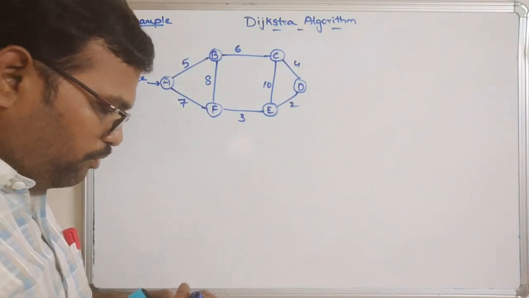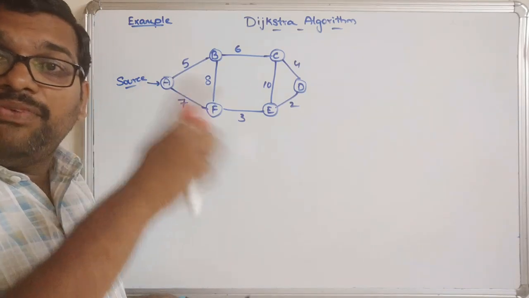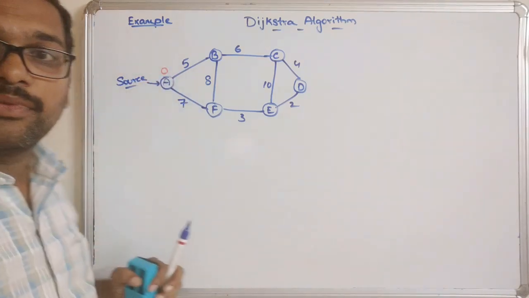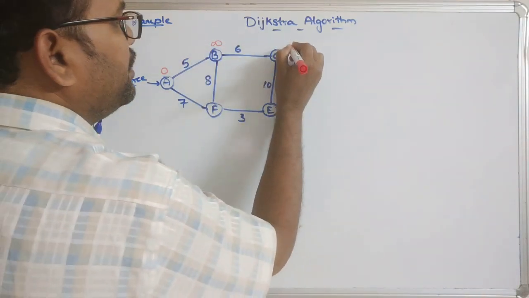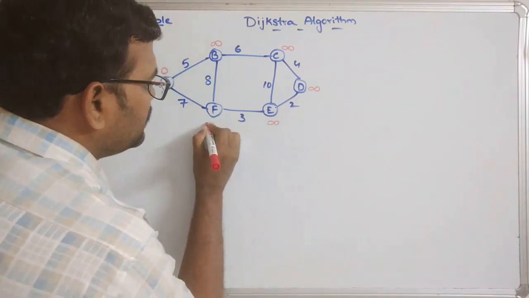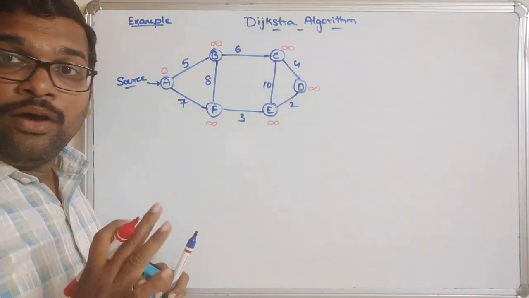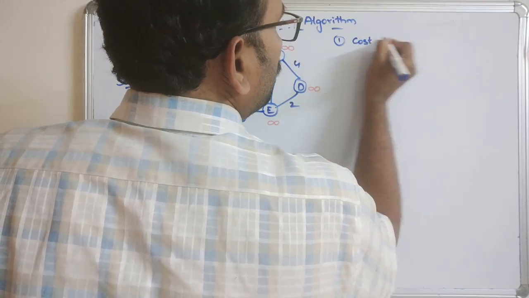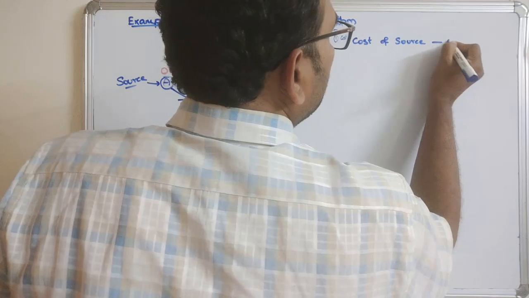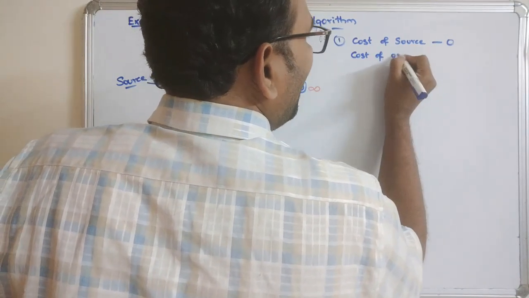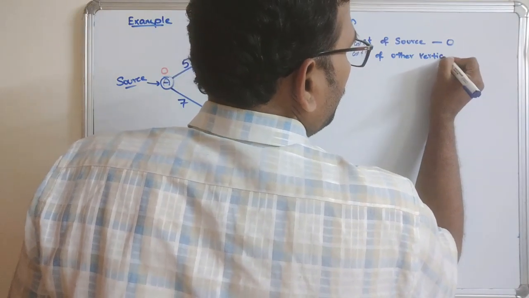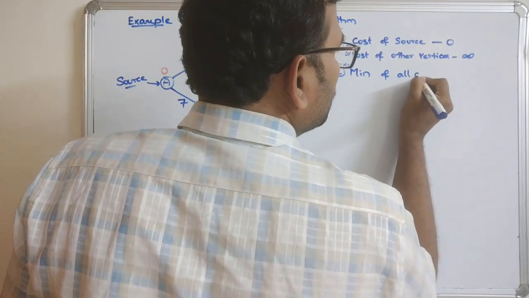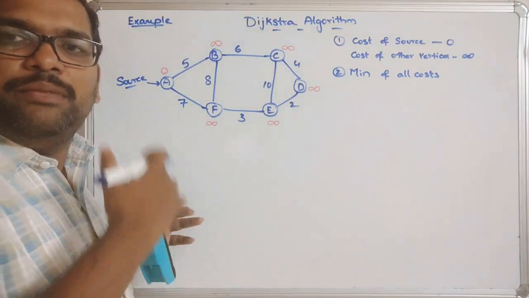So first, what we have to do is give the cost for every vertex. I'll update the cost for A as 0 and all other vertices with infinity. Now we have to find the minimum. So the first step: cost of source is 0, cost of other vertices is infinity. Second step: minimum of all costs. Select the vertex with minimum cost.